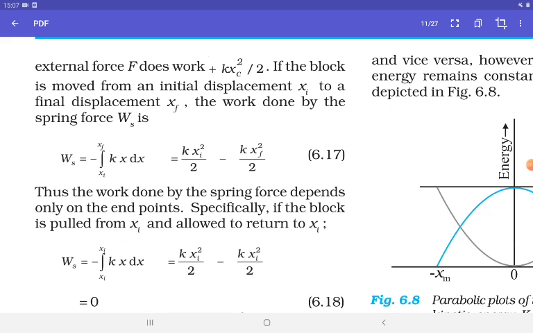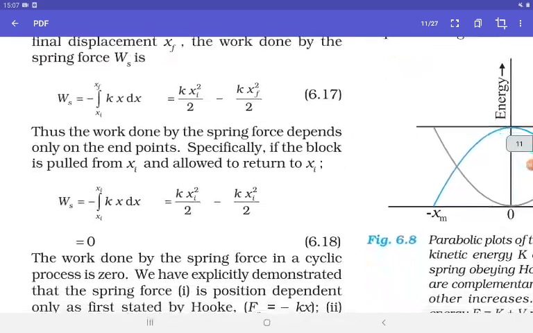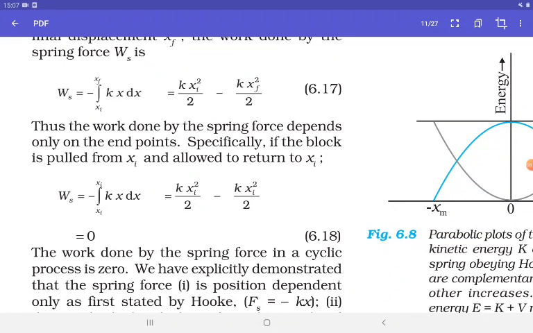Thus the work done by the spring force depends only on the endpoints. Specifically, if the block is pulled from xi and allowed to return to xf equal to xi, Ws equals kxi square divided by 2 minus kxi square divided by 2. Therefore, the work done is 0. The work done by the spring force in a cyclic process is 0.